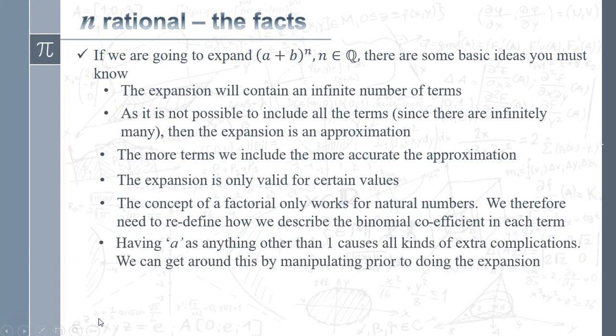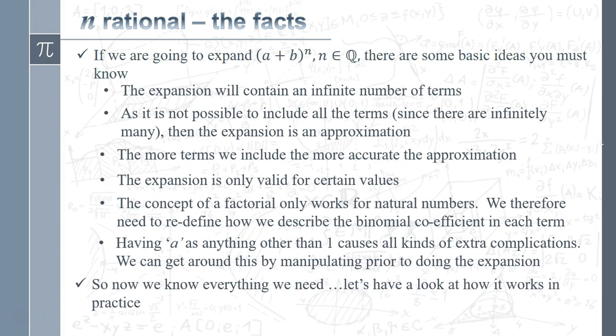The other thing we've got to deal with is having a value of a, this first value in our bracket, that's not equal to 1. That causes a world of issues as well, so we're going to have to do a bit of manipulating to be able to deal with that one, but we'll deal with that in the second video. Right, that's a lot of talk. It's important stuff, but now we're going to get on to how we go about dealing with these things in practice. So, here we go.